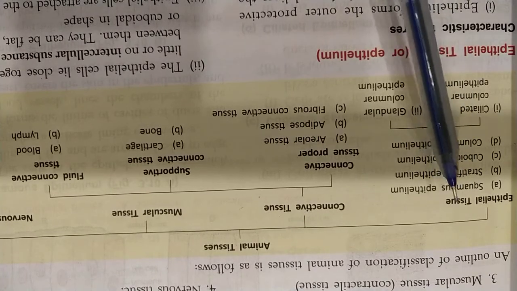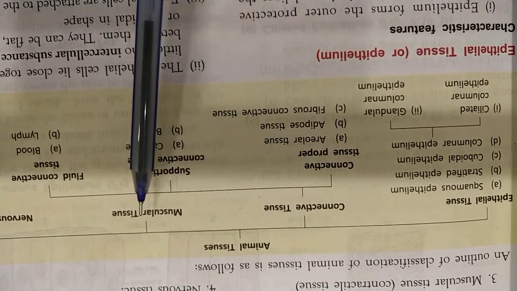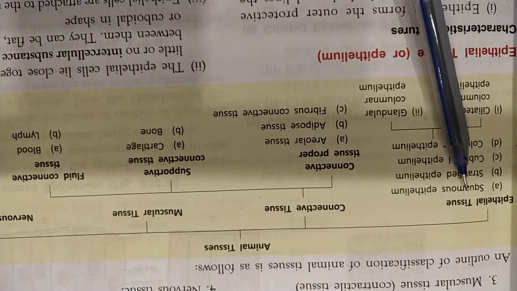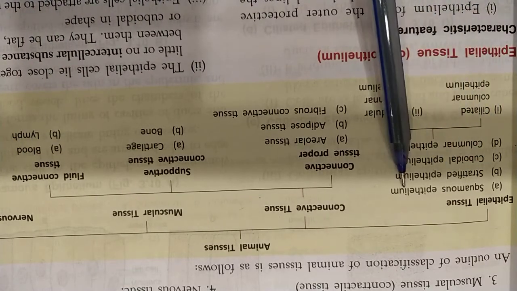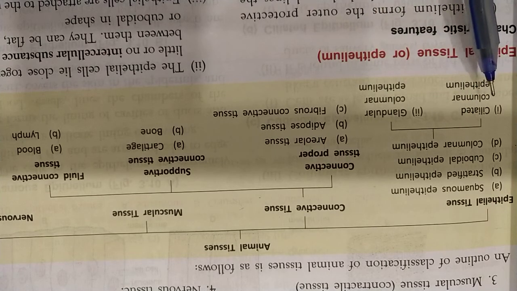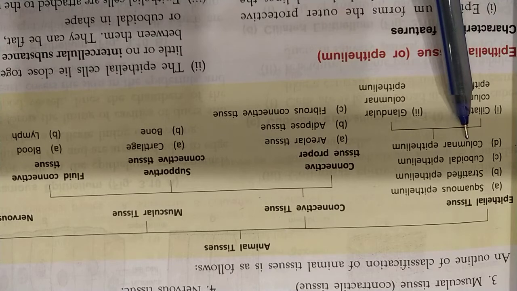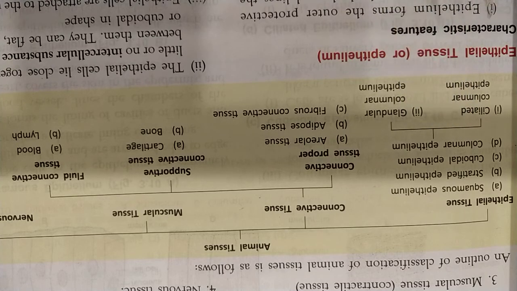The types of animal tissue are epithelial tissue, connective tissue, muscular tissue and nervous tissue. First is epithelial tissue. Epithelial tissue is of four types: squamous epithelium, stratified epithelium, cuboidal epithelium and columnar epithelium. But columnar epithelium is further divided into two parts: ciliated columnar epithelium and glandular columnar epithelium.